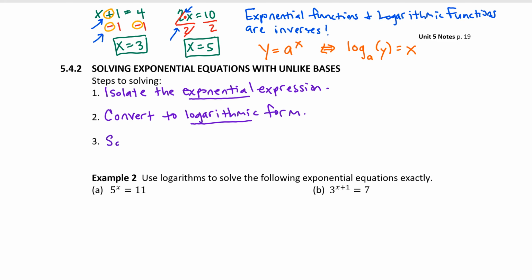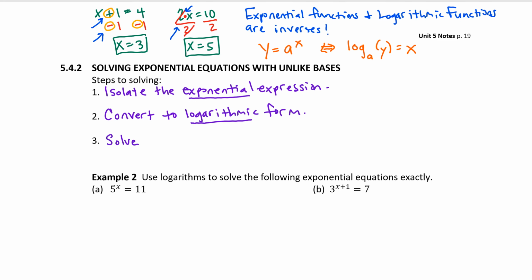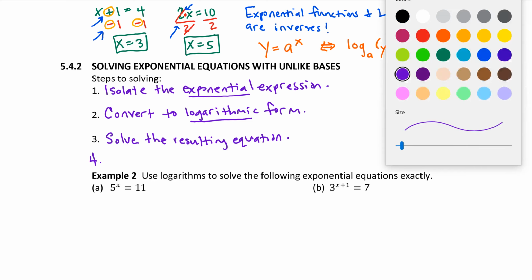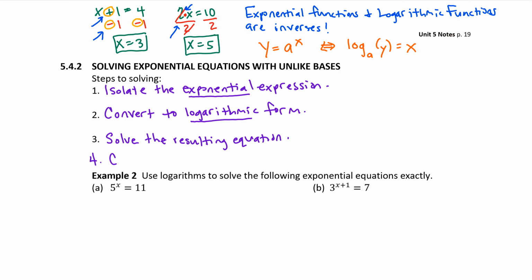Number 3, if necessary, sometimes your equation's solved at that point, sometimes you have a couple more steps. Number 3, solve the resulting equation. And we're going to have to add a step 4 here, right? What's step 4? Step 4, last step, should always be, check. So don't forget, once you solve the equation, check by substitution using your calculator.